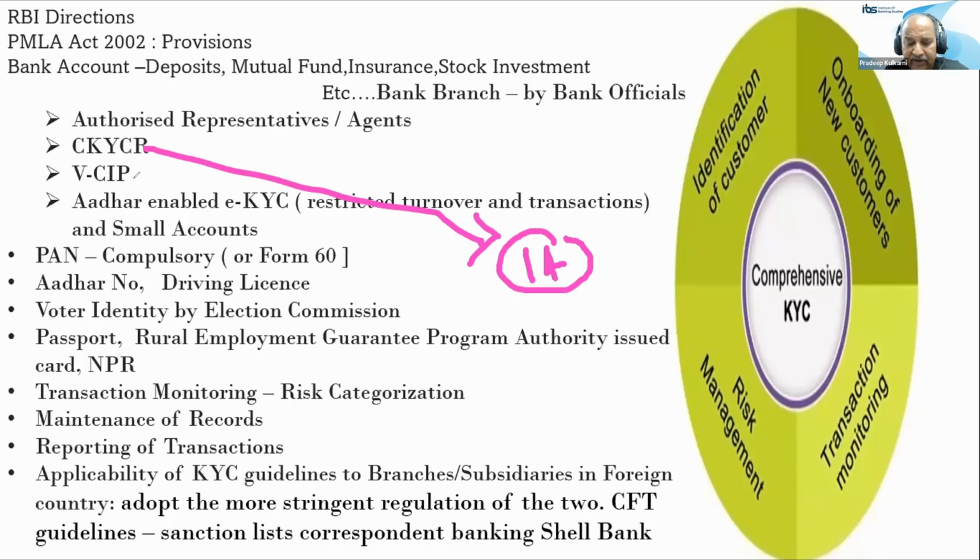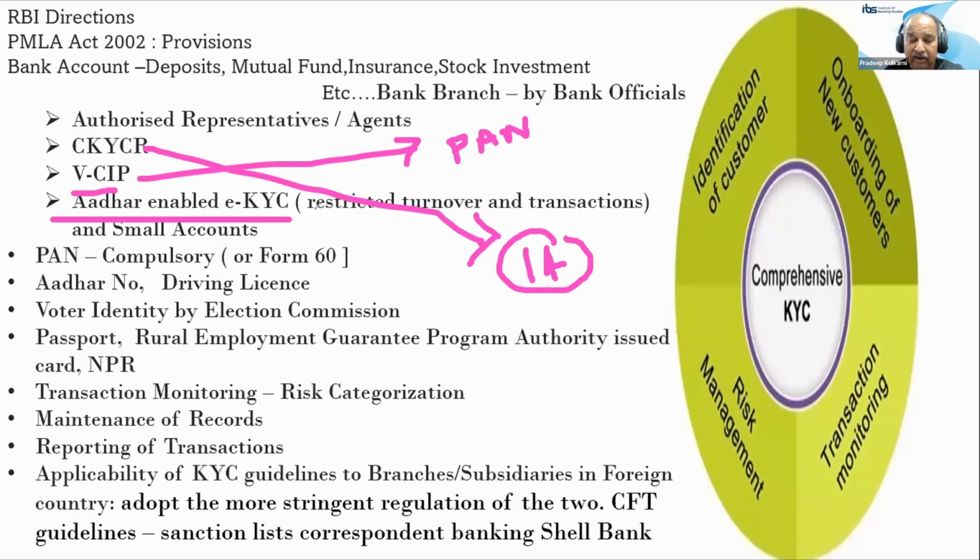CKYCR is a registry where data is stored and data can be retrieved by all the participating financial institutions, banks, insurance companies, mutual funds, etc. Video-based CIP, 2 things are important. One is that there must be a PAN and there must be another valid identity proof. By holding these 2 documents, the person needs to complete his video recording, and that itself will be considered as customer identification procedure.